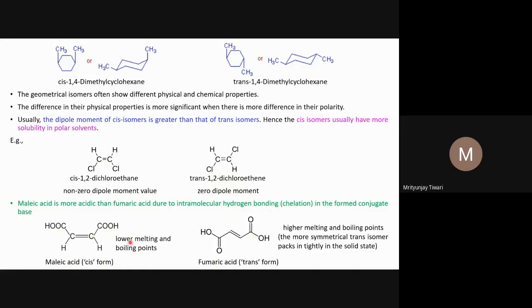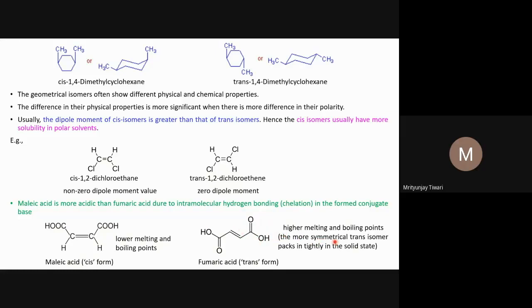What are the different properties they possess? First, let's see the melting points. The cis form has lower melting and boiling points, and the trans form has higher melting and boiling points. The higher melting and boiling points of the trans form are because it is a more symmetrical structure. Look at the symmetry: this is more symmetrical than that. The more symmetrical trans isomer packs tightly in the solid state.